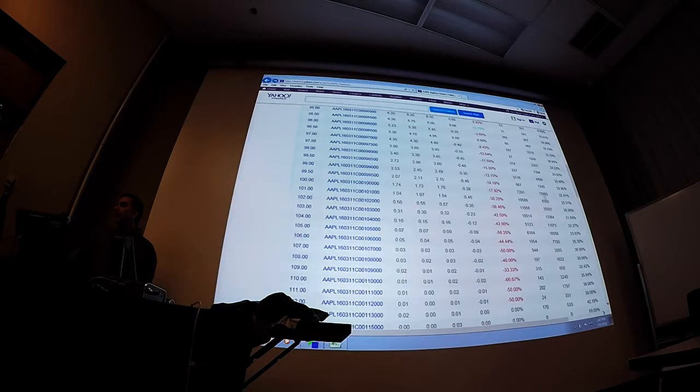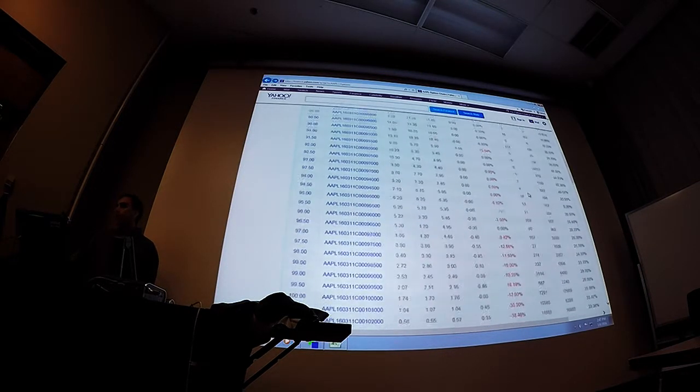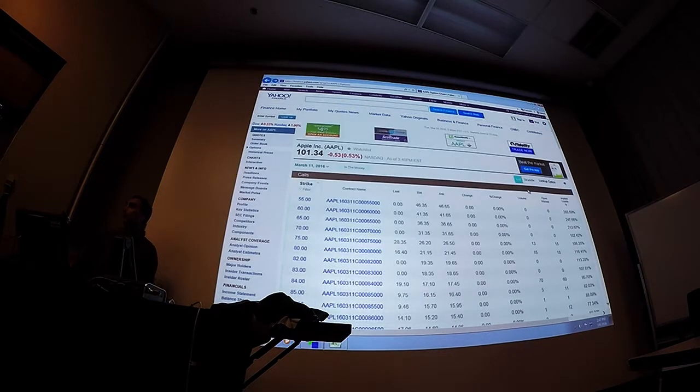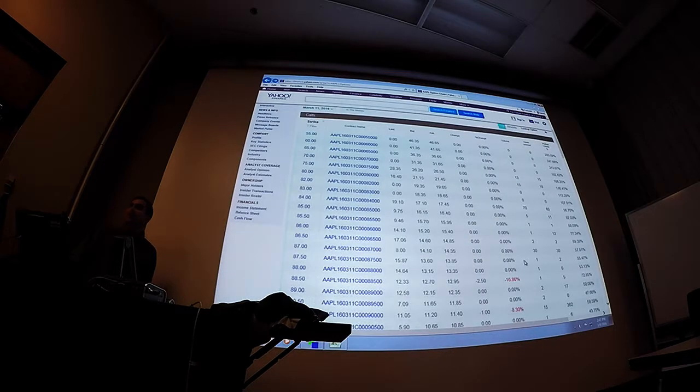So open interest, again, volume is the same as it is for stock. How many contracts have actually traded? Open interest would be equivalent to shares outstanding for a stock. How many shares there are, although here it's how many options there are. Any questions about the option information?